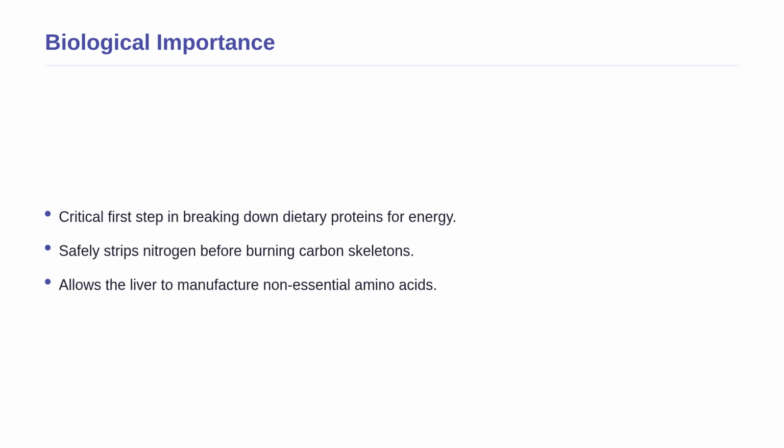Now that we know the mechanics, why does this molecular swapping matter so much to your daily survival? First, transamination is the critical first step in breaking down the proteins you eat into usable energy. Because the human body cannot store excess nitrogen, we must safely strip the nitrogen off amino acids before we can burn their carbon skeletons for fuel. Second, this process allows your liver to manufacture non-essential amino acids from scratch. This means you do not have to rely entirely on your diet for every single building block your body needs.